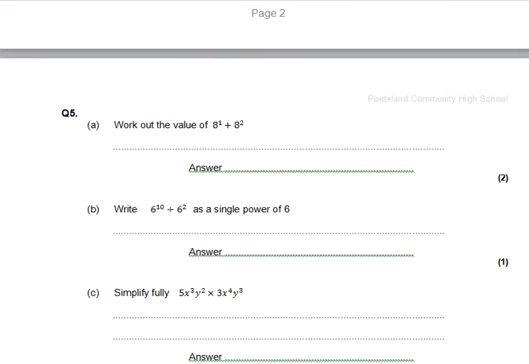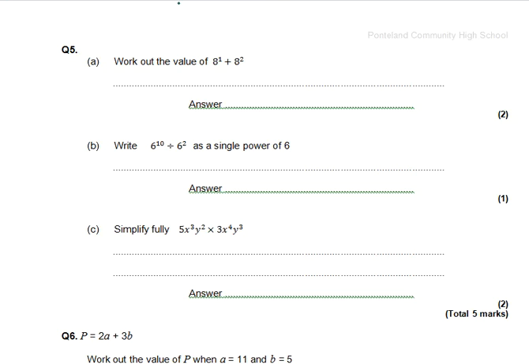Okay, on to question 5. Work out the value of 8 to the 1 plus 8 to the 2. So 8 to the 1 is just equal to 8, plus 8 times 8. Now 8 8s are 64. 64 plus 8 gives me 72.